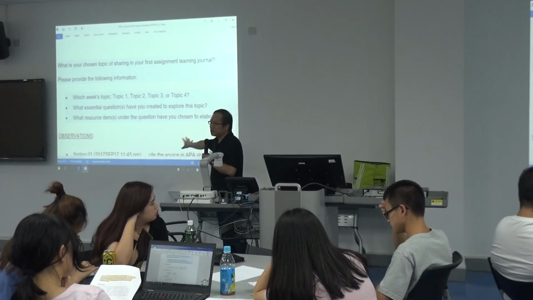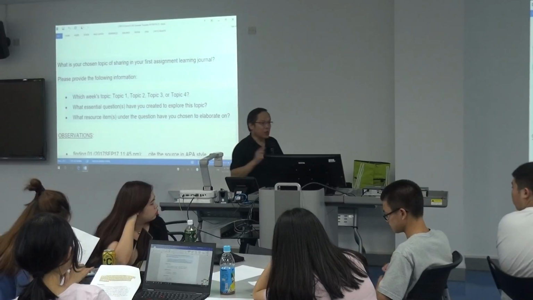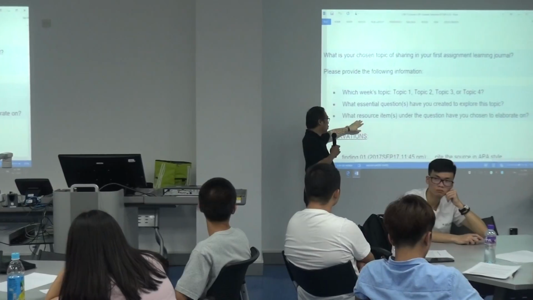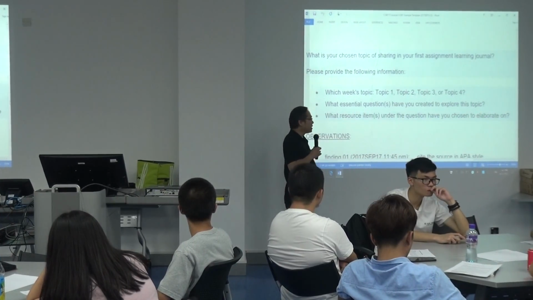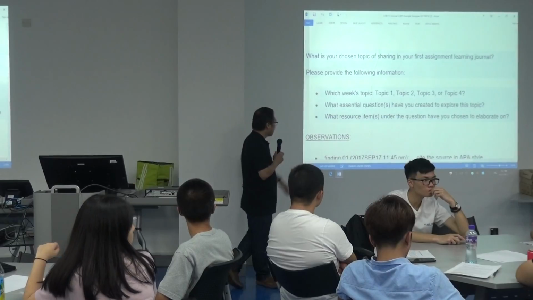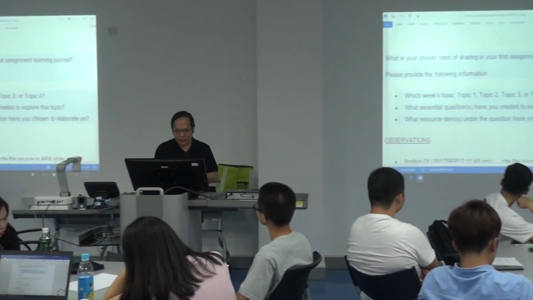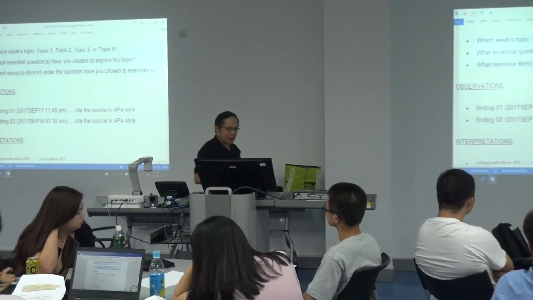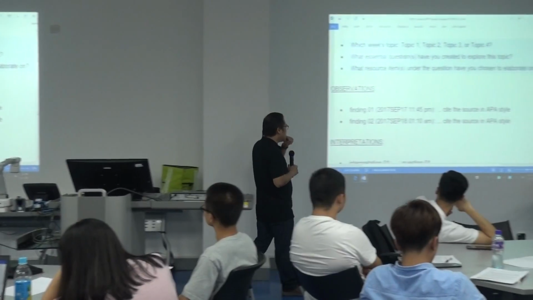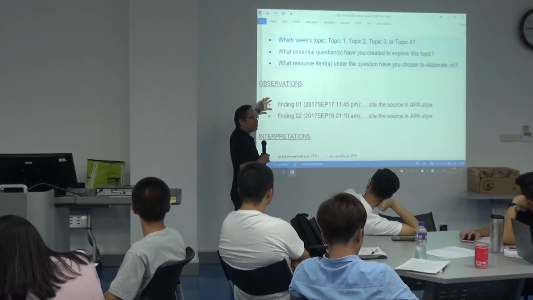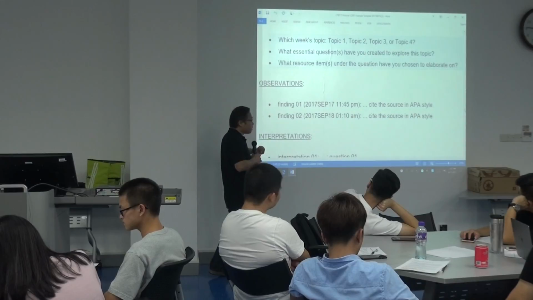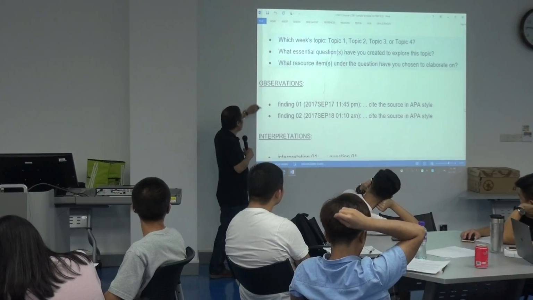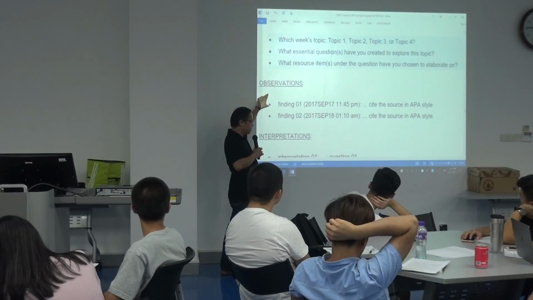So you have to make sure you have those resource items ready, and you have to include these resource items in the journals of the work. And then we move on to observation. For example, under resource number one, you might find quite a number of very interesting materials that you want to include in your journal. So you have to include them under the observation sections of your journal.